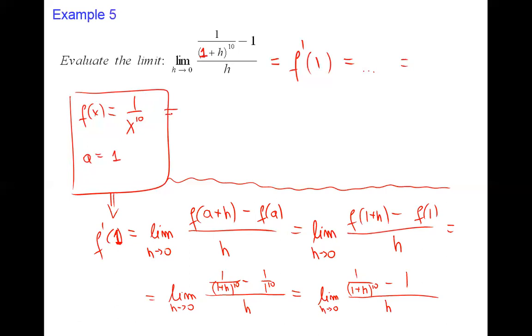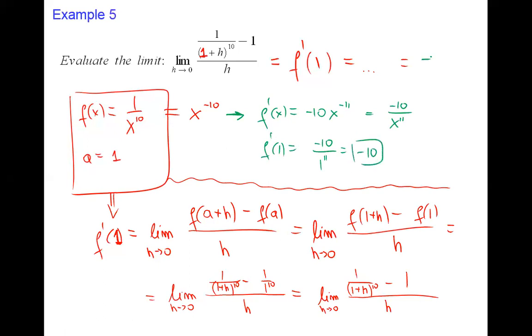And now I can use the shortcut and get that derivative. This function can be rewritten in power form, x to the power of negative 10. And now I can differentiate this. The derivative of this function is negative 10 x to the power of negative 11, because I subtract 1 from negative 10 to get negative 11. Okay, negative 10 over x to the power of positive 11, and now substituting 1, negative 10 over 1 to the power of 11, and 1 to the power of any number is 1, so the answer is negative 10.